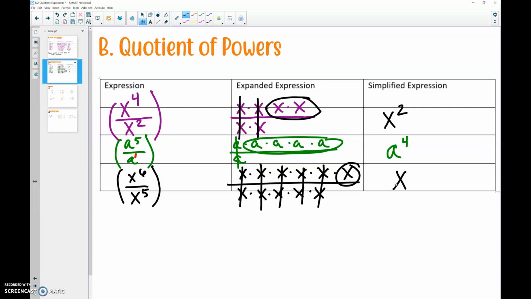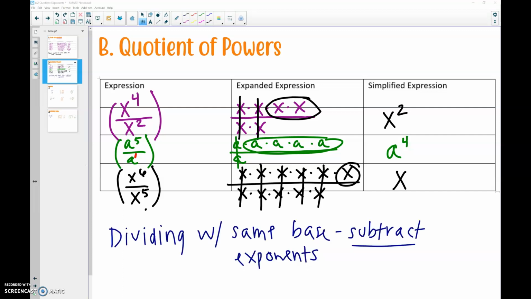Now look at our pattern. Try to think about how you got from column 1 over to column B, and think of a rule that could simplify those expressions. Here's the rule for you guys. If you're dividing with the same base, so notice how we had x's with x's, a with a, x with x, dividing with the same base, you subtract the exponents.